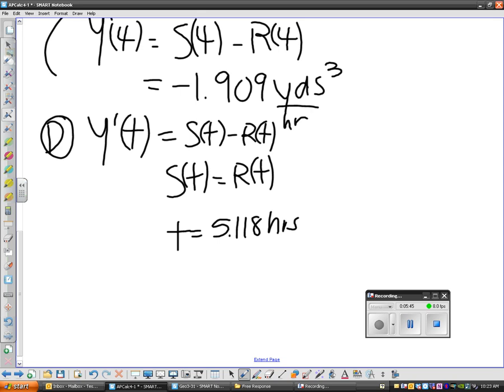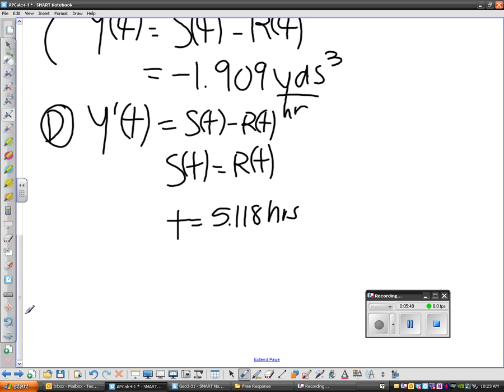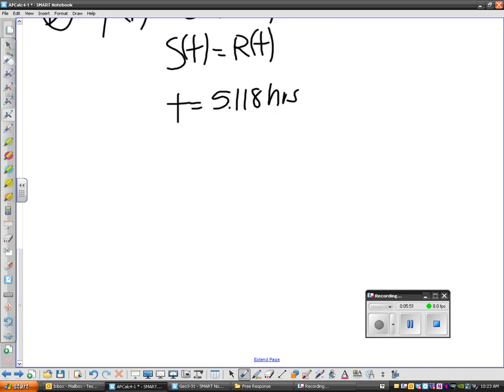But we're not done. We still need to check the sign to see if it's a minimum or a maximum. So when you plug it in, numbers greater than 5.118 are positive. Numbers less than that are negative. So because it's moving from negative to positive, it means it is a relative minimum.